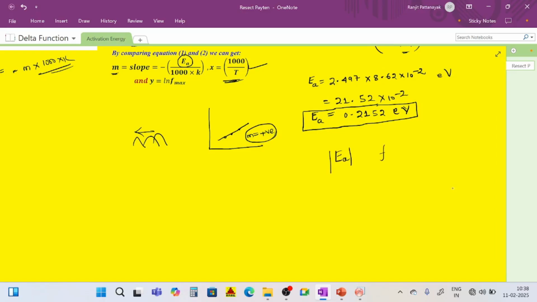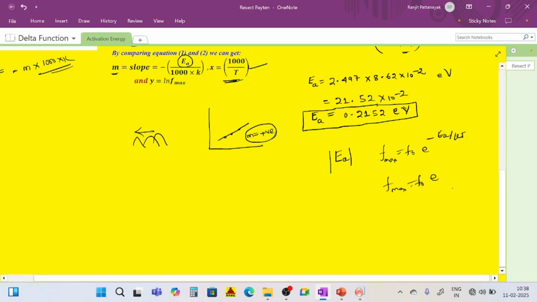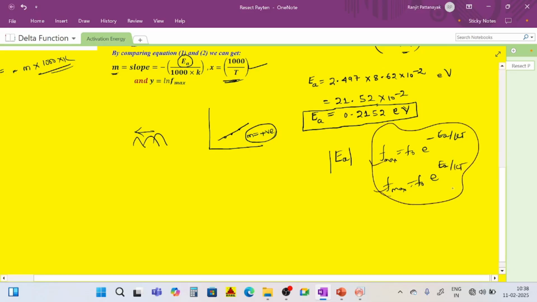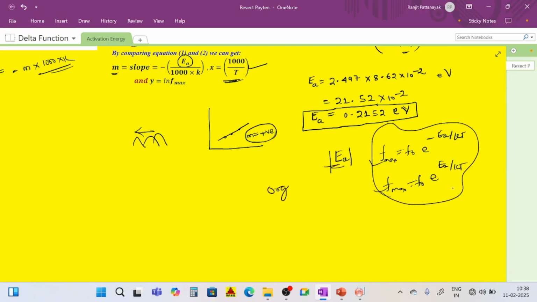Either you follow the equation f max equals f0 e to the power minus Ea by kT and calculate with this procedure, or f max equals f0 e to the Ea by kT. There is nothing wrong with writing either in your research paper, but at the time of calculating Ea with the help of Origin by fitting the data, at the final step you just consider the modulus of the value you got. Okay.